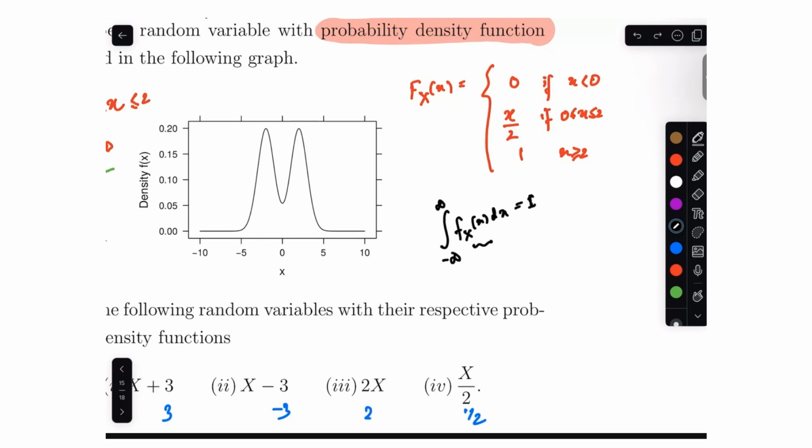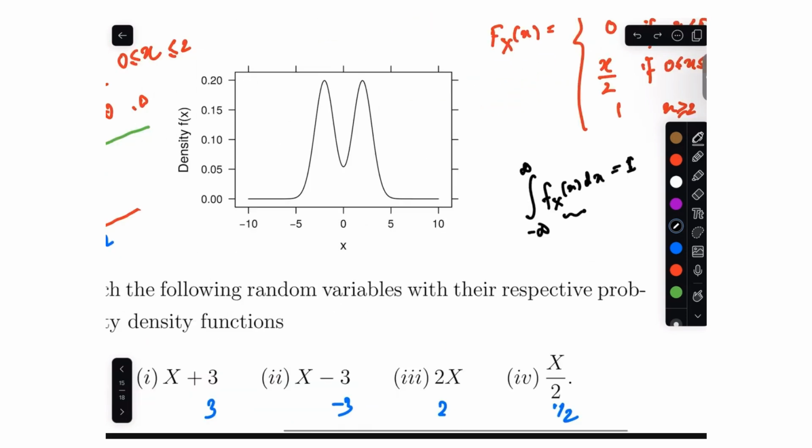But the question is, if the f(x) value can be greater than 1, what is the relationship with the probability? This should have some relationship with the probability, right? The relationship is the following.